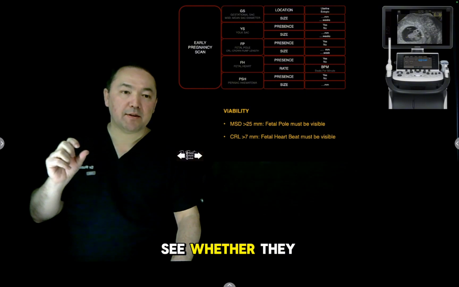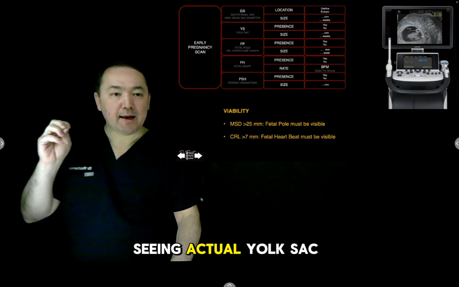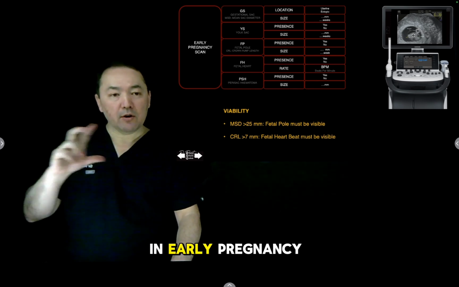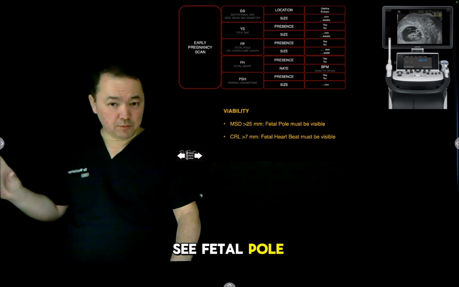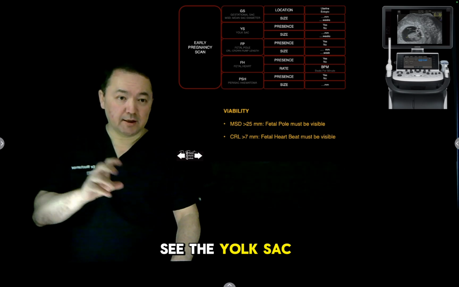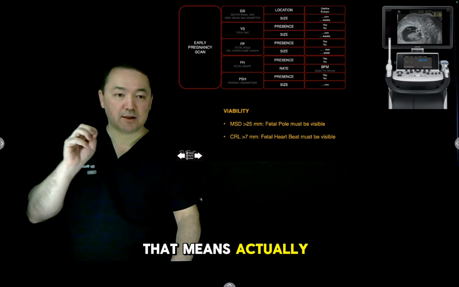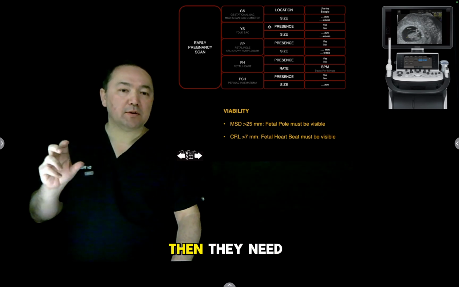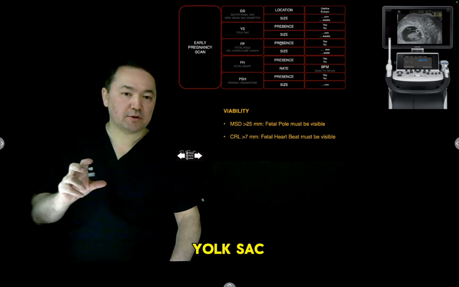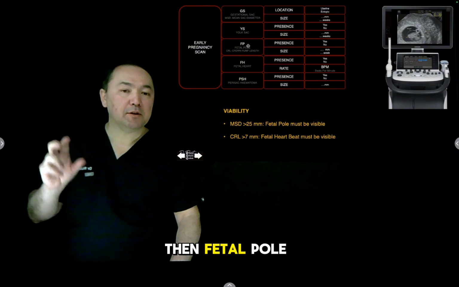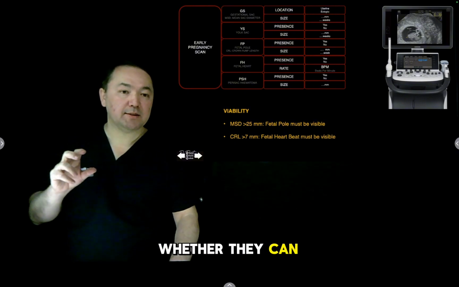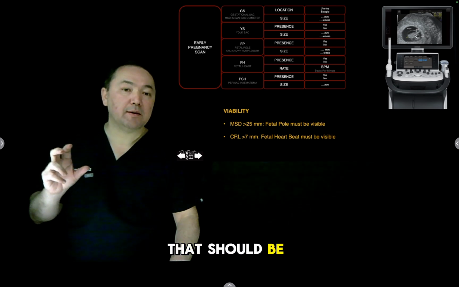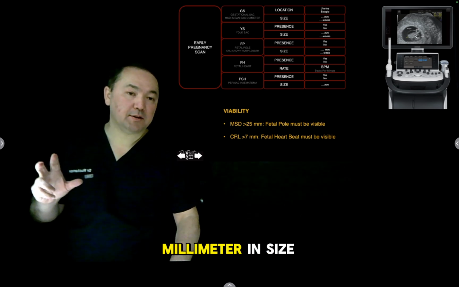Also they should see whether they can see the yolk sac. Seeing an actual yolk sac means there's a baby developing. In early pregnancy you may not be able to see the fetal pole or baby, but if you see the yolk sac inside the gestational sac, that means this is a sac which contains a baby. Then they need to report the size of the yolk sac. Then fetal pole, they should report whether they can see the baby. Here you can see this is called crown rump length. That should be more than 5 millimeters in size.